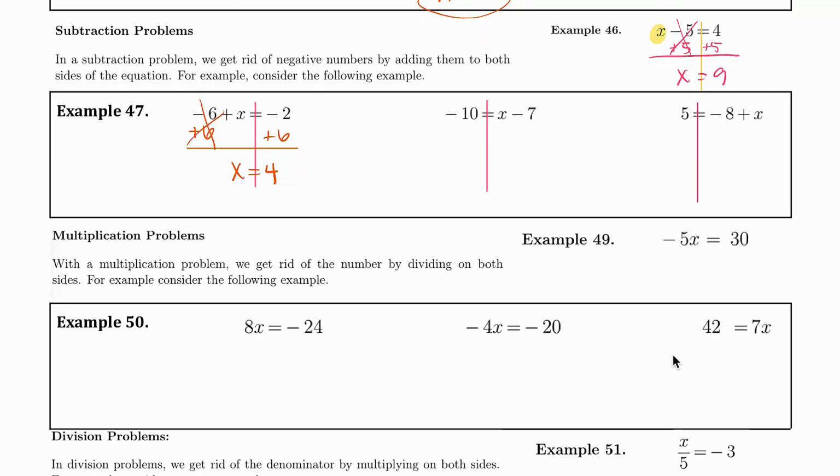Okay, on the middle one, here's our variable. It's being subtracted by 7, so I'm going to add 7 to both sides. I'm left with x on the right side. On the left side, negative 10 plus 7, negative 3.